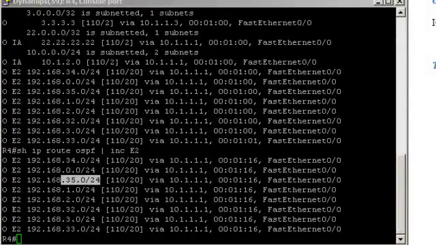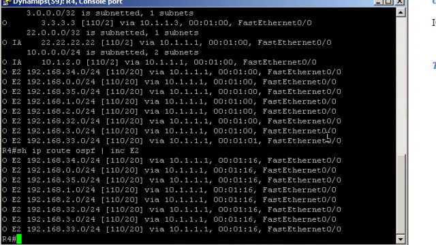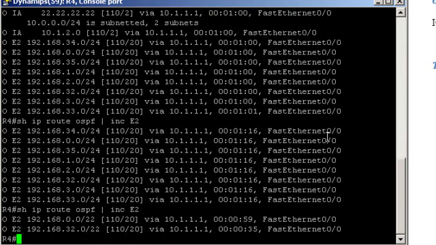Now back on router 4, let's see the impacts of our configuration changes. Show ip route ospf, including external 2. Right, so now we have successfully summarized the 8 subnets into 2 summary routes.